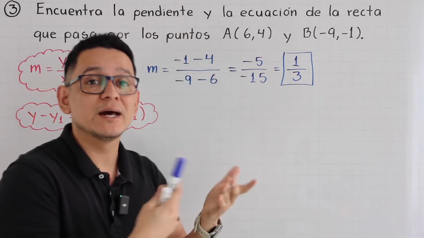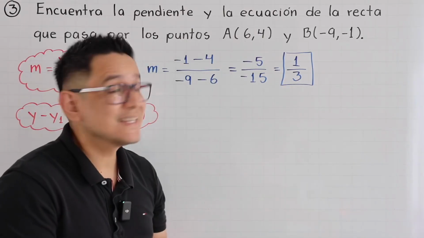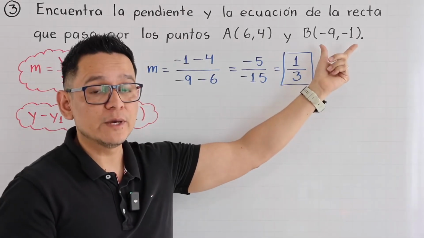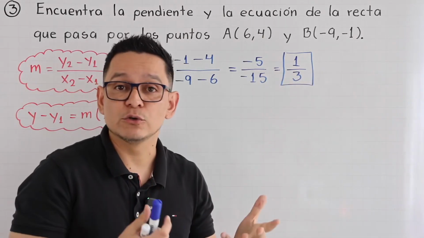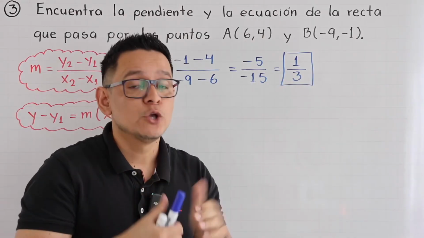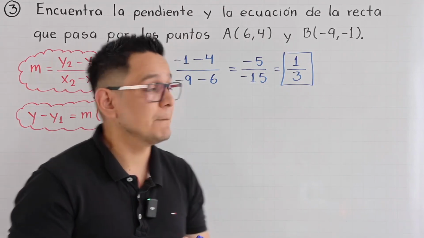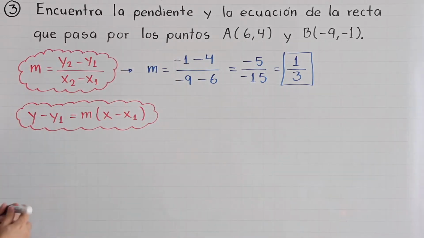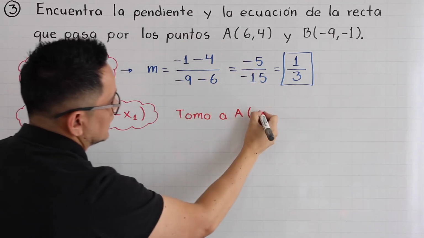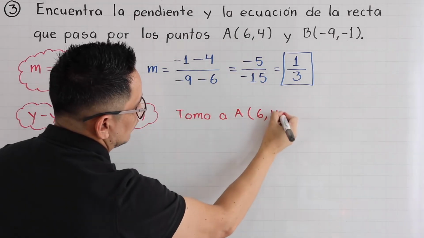That is, I could take point A. But honestly, I could also take point B. And the two equations we get will both be correct. I'm going to write both equations so you can see that both of them work perfectly fine anyway. All right, so first I'm going to take point A. What did we say? Its coordinates are 6, 4.